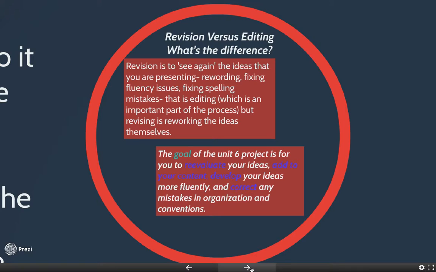The goal for the Unit 6 project is for you to reevaluate your ideas, add to your content, develop your ideas more fluently, and correct any mistakes in organization and conventions. So to add to your content, you can use information from the class, things that we have read in the class, to help you with boosting your ideas and taking them to the next level. What references can you make to what we've read throughout the course? What information can you include to back up your ideas and make them more specific?